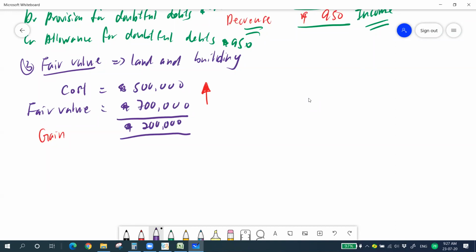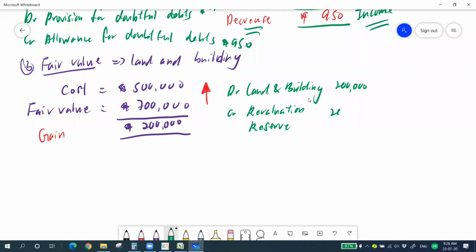Next, we have to provide the double entry for this one. The double entry for your fair value gain is we debit land and building account 200, and we credit revaluation reserve another 200. So this is the double entry.